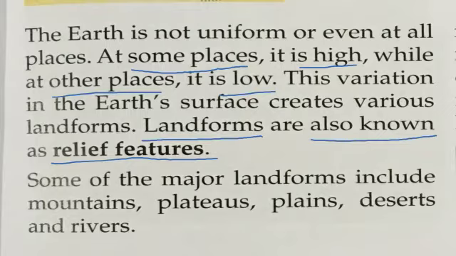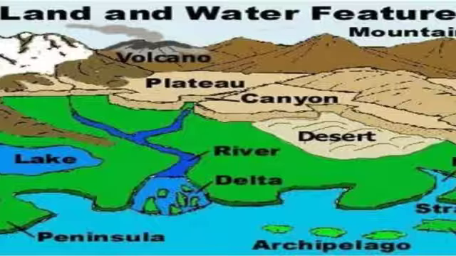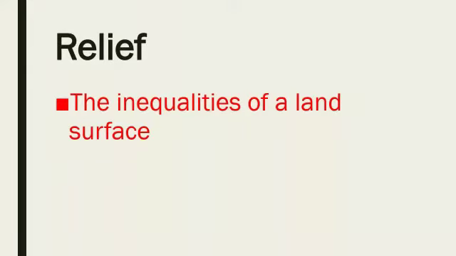This variation in the Earth's surface creates various landforms. We have different relief features. Landforms are also known as relief features. What does relief mean? The inequalities of a land surface, meaning different kinds of landforms.